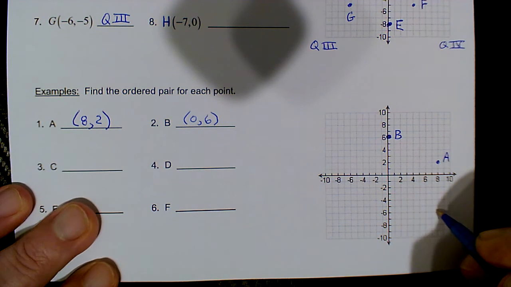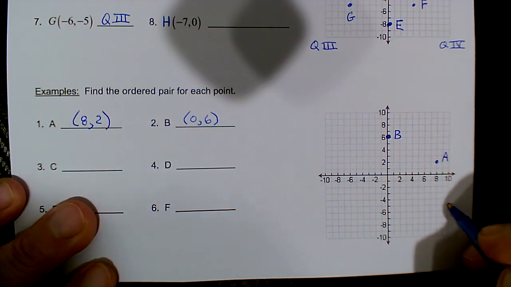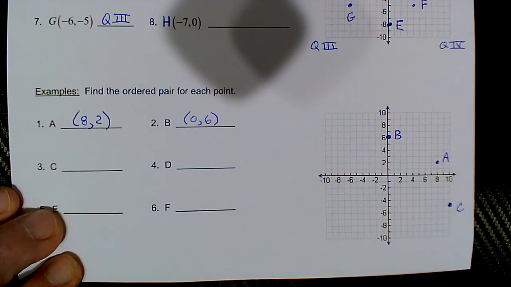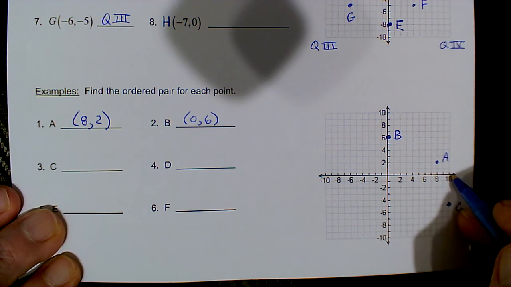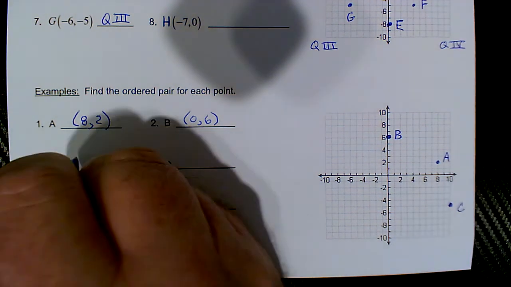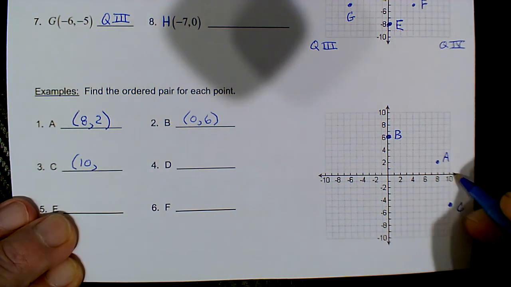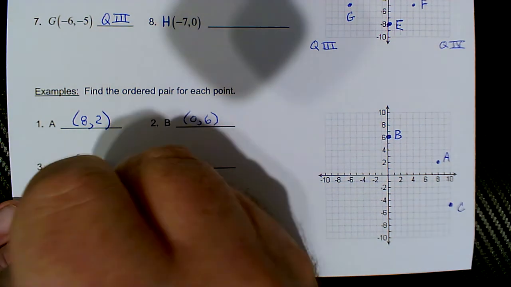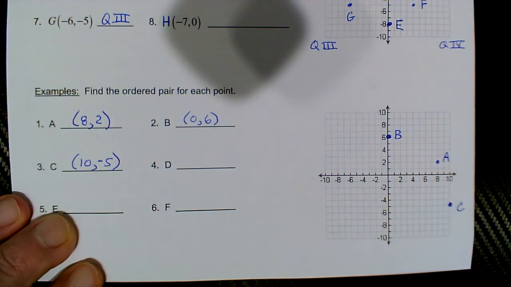Okay, let me jump over here. Let's do this one. All right, I'll call that point C. So to get there, we start from the origin. Looks like we have to move 10 units in the x direction. So our parentheses, 10. How many units in the y? Looks like -5. Close the ordered pair.